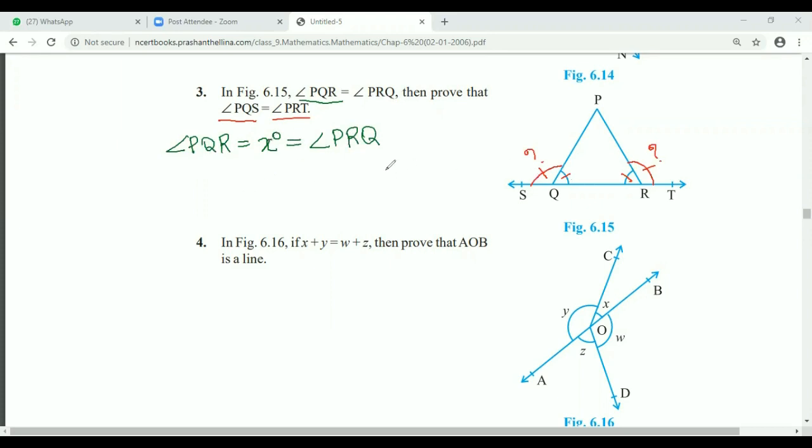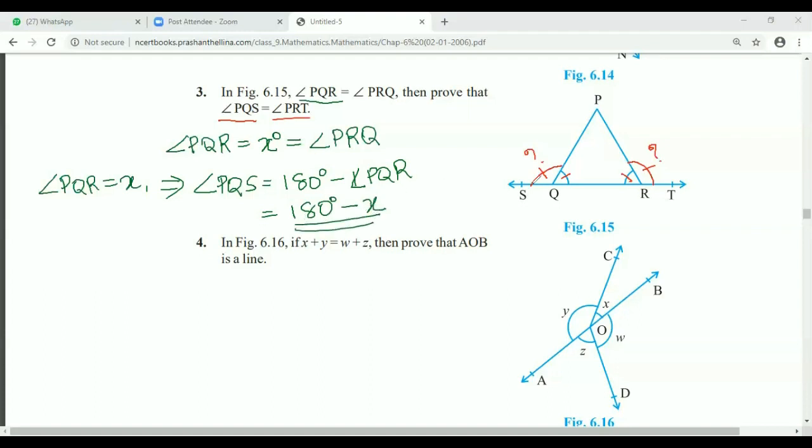Then what will be the measurement here? If PQR is equal to X, then what is the value of angle PQS? We can write the value of angle PQS as the balance of 180 degree from PQR, because they are a linear pair. Since they are a linear pair, you can write this as 180 degree minus angle PQR. The value of PQR is X, so 180 degree minus X is the measurement of angle PQS.